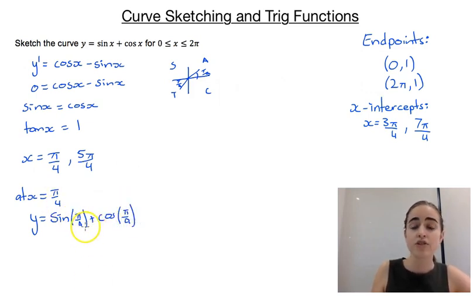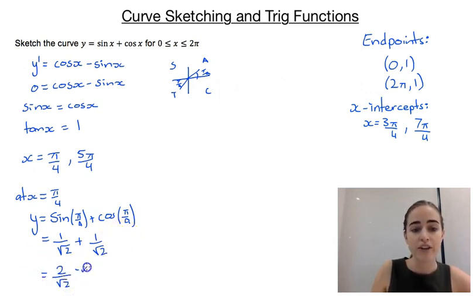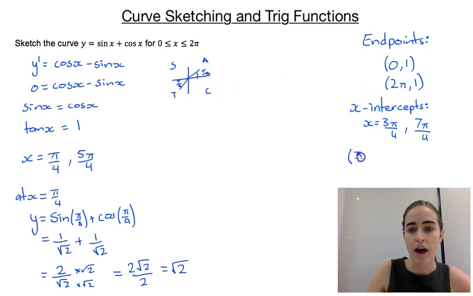So we know from our special triangles that pi on 4 is 45 degrees, and sine of 45 degrees is 1 on root 2, and cos of 45 degrees is 1 on root 2 as well. So that's going to give us 2 on root 2. But if we rationalize the denominator by multiplying top and bottom by root 2, I've run out of room, so I'm going to put it over here, we'd end up with 2 root 2 over 2, which just simplifies to the square root of 2. So that means we've got one stationary point at pi on 4, root 2. And we're going to figure out whether it's a maximum or a minimum in a minute.